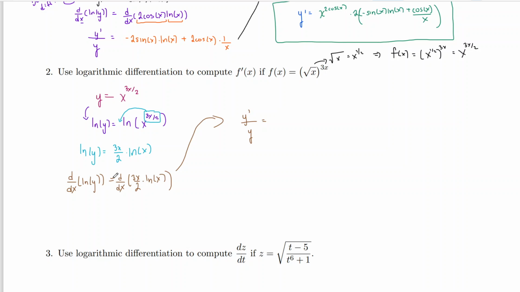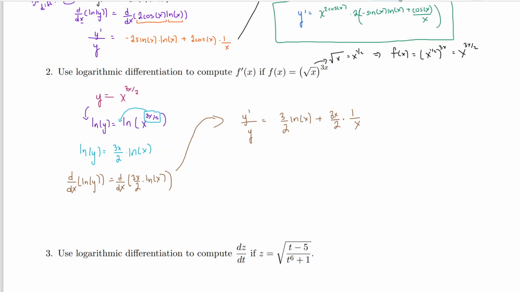And now to do the derivative of this, we have to use the product rule again because we have 3x over 2 times ln of x. The derivative of 3x over 2 is 3 over 2, the first, times the second, times the natural log of x, plus the first, which is 3x over 2, times the derivative of the second. The derivative of ln of x is again 1 over x. Since it's just x, nothing to do on the top.